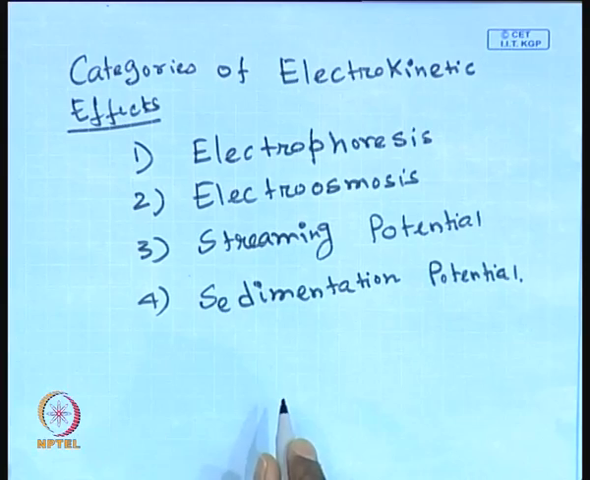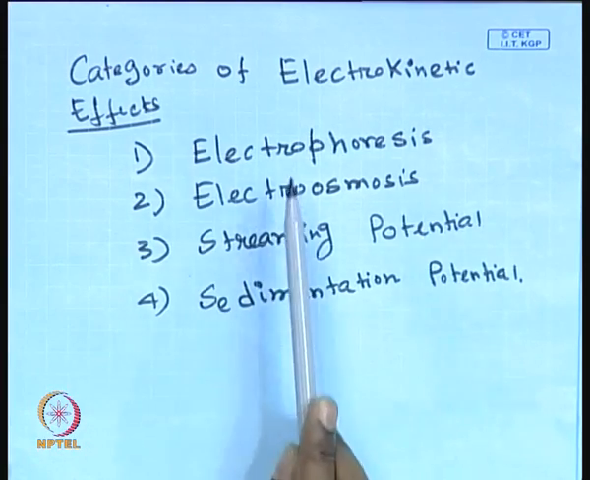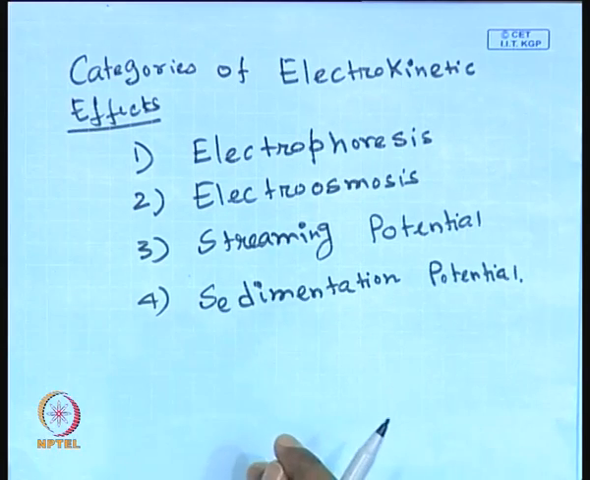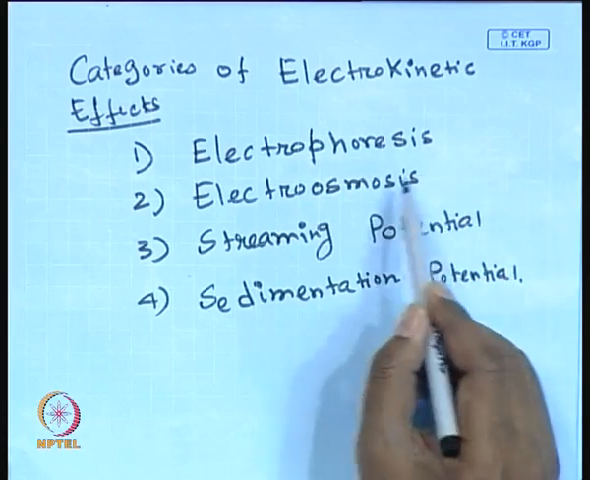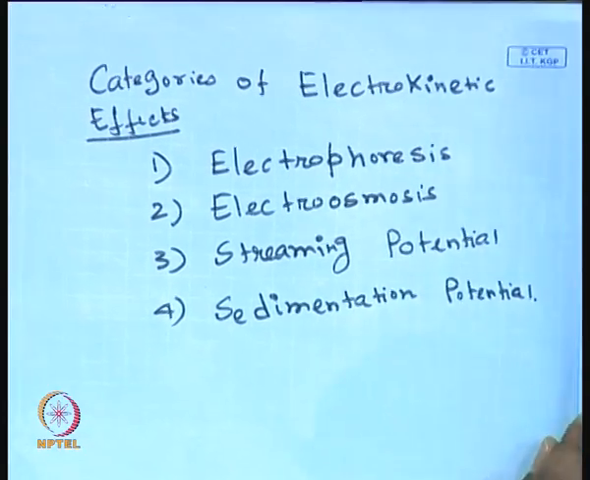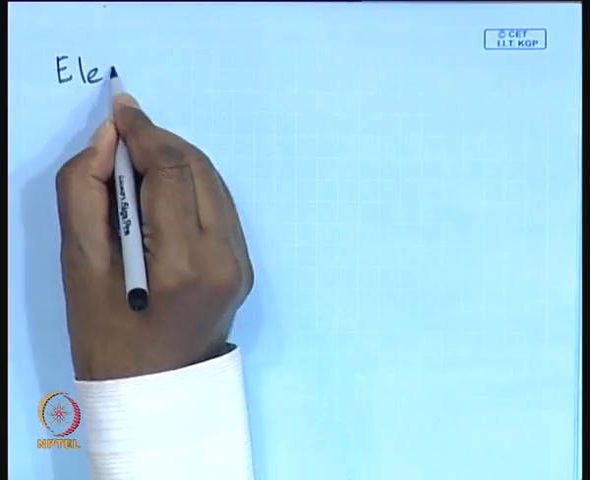Now, we will look into the definition of each and every category and see what the differences are, what the various manifestations are, and what the conditions are to establish one of these electrokinetic effects being present in your system. Okay. The first one is electrophoresis.